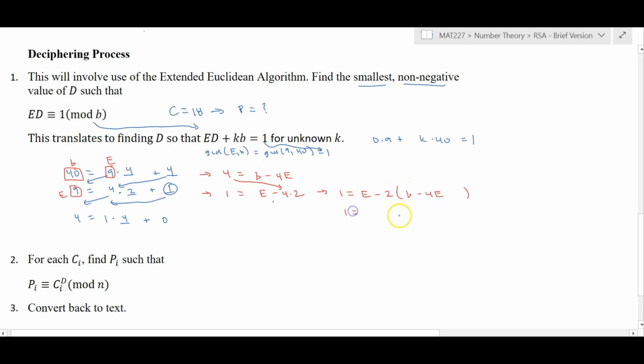I get 1 is equal to, I'll have negative 2 B's, and then if I distribute the negative 2 here, I'll get 8 E's, plus 1 more E gives me 9 E's, plus negative 2 B's. Now, if you match things up, notice that what we're saying here is that E times 9 plus K, which is negative 2, times B. And so matching things up, we see that D is equal to 9. So now we have the decryption exponent.